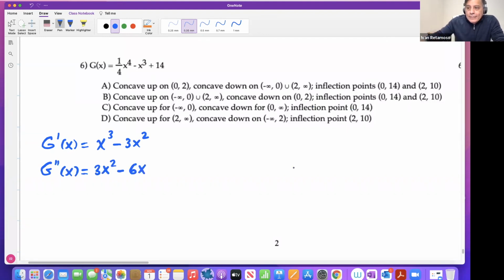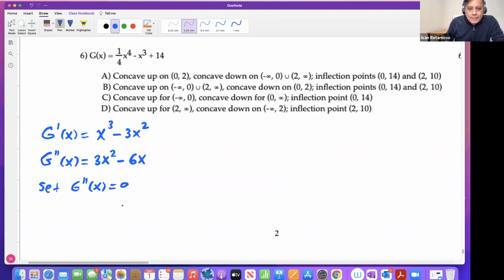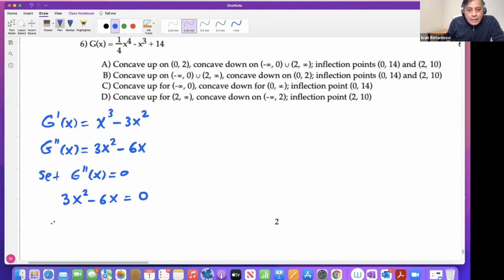Now next, you set your second derivative equal to 0 and solve for x, to find those special points that could lead us to an inflection point. So we set the second derivative equal to 0. Factor out 3, the greatest common factor, together with x, the greatest common factor for x squared and x.